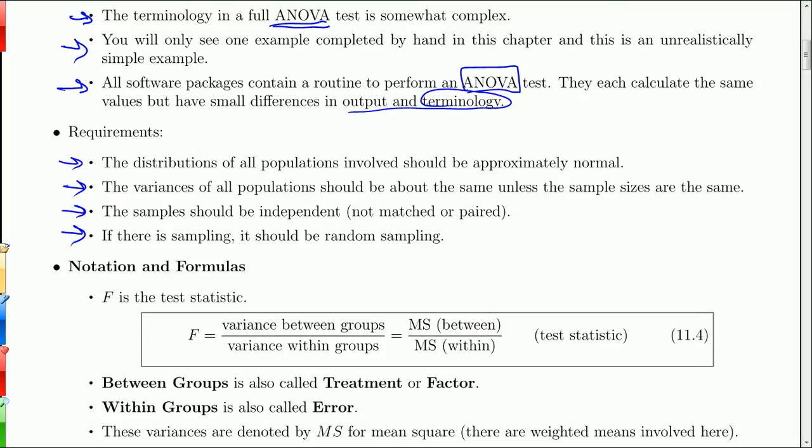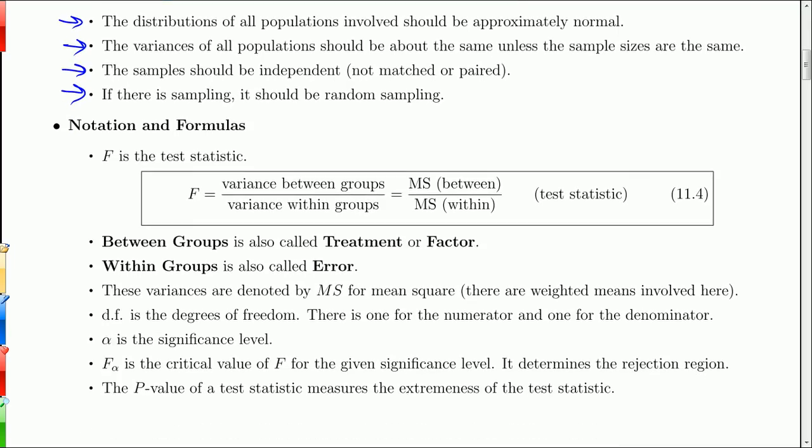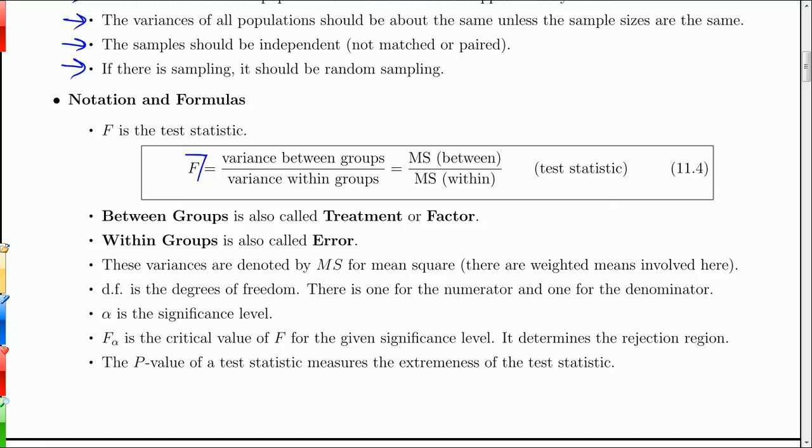So here's the notation. The test statistic is actually an F. It comes from the F distribution. The way it is calculated is it compares the ratio of variance between groups with the variance within groups. In some software or in bigger books on the topic, this is called MS, for mean squares, and it's a way of estimating the variance. So you have the variance between groups and the variance within groups.